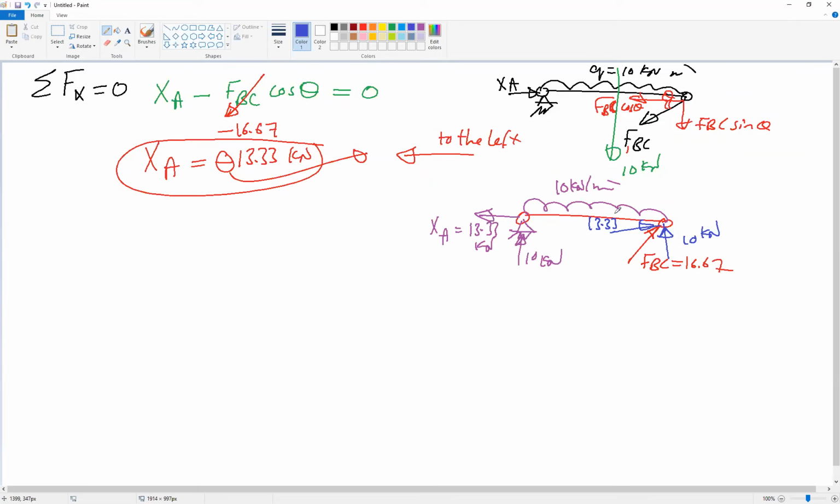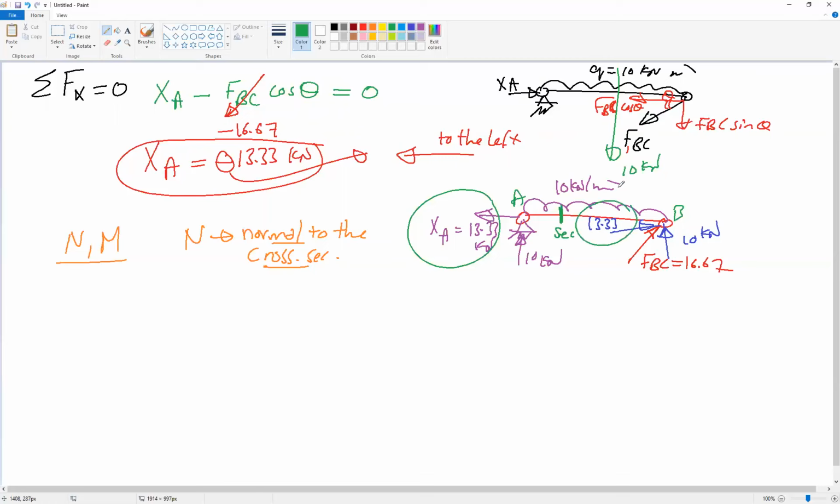Okay, so now we know the reaction. The next step is to find N and M. As we said before, N is the force normal to the cross section. What is the force normal to the cross section here? If this member AB is our section, then XA, 13.33, is normal to the section. So the normal force in this problem will be 13.333 kilonewton.